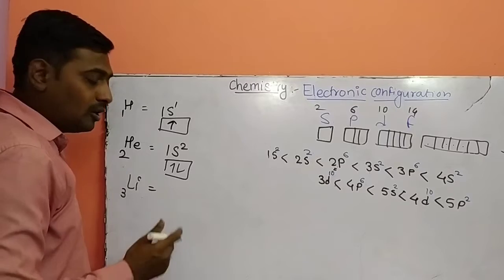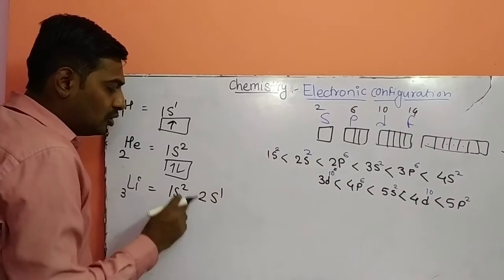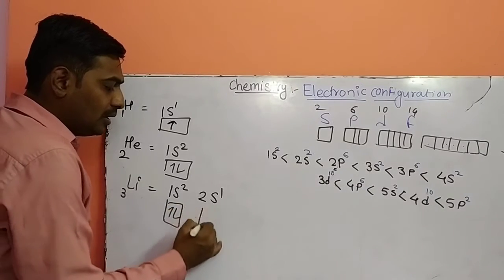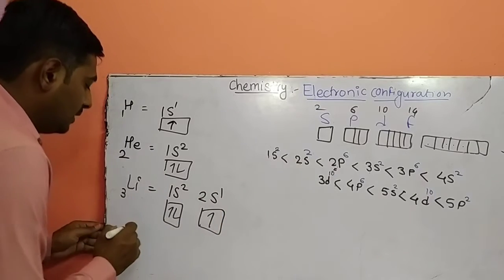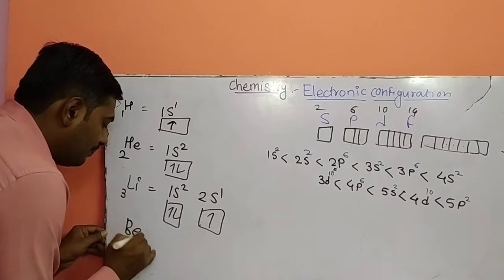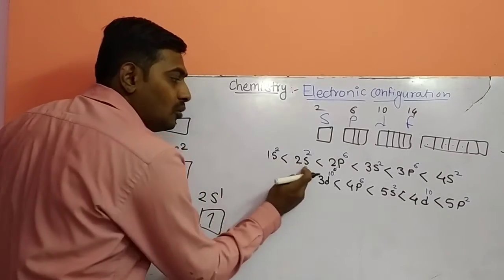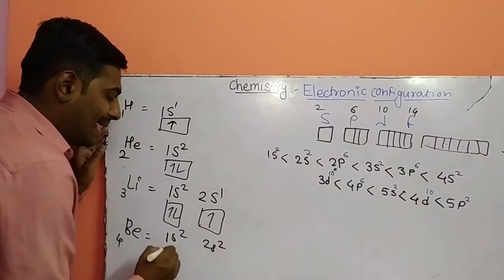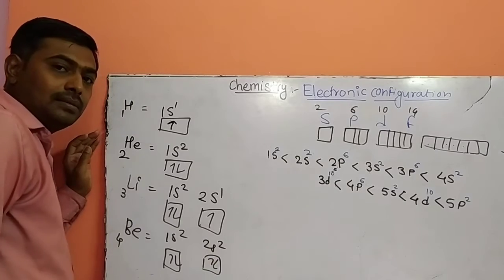So what should be the electron configuration? 1s2, 2s1, 2 plus 1. So the orbital will be 1, 2 and here 1 electron only, this 1 electron. The next, beryllium, atomic number 4. So 1s2 and 2s2. The electron representation should be like this.